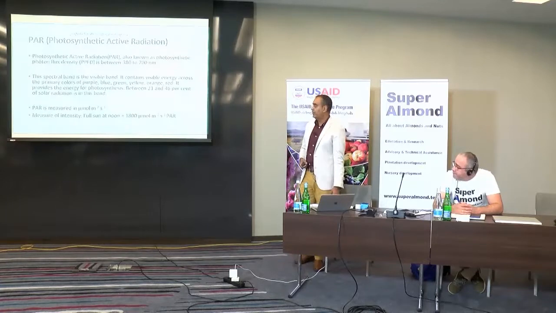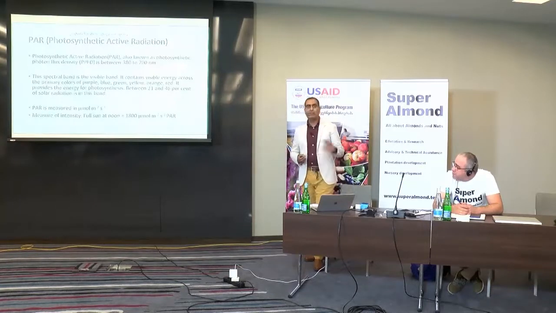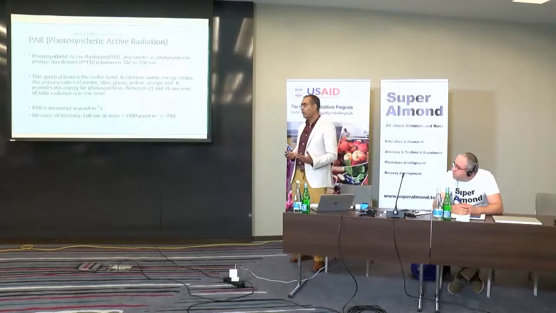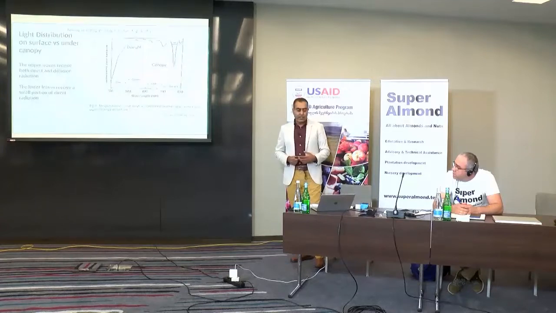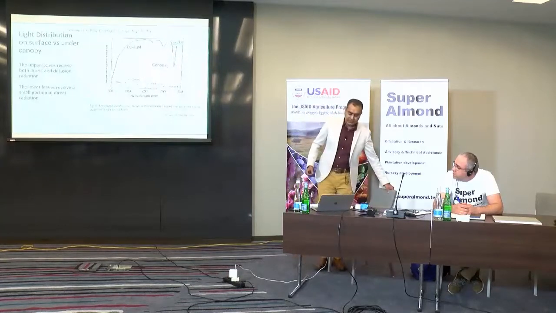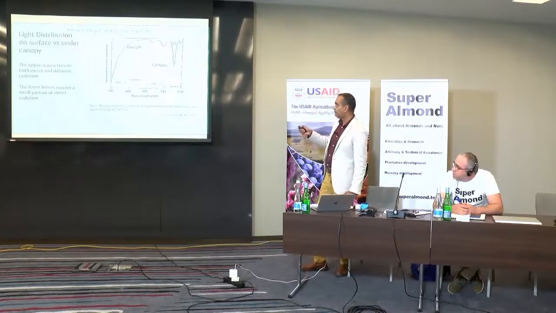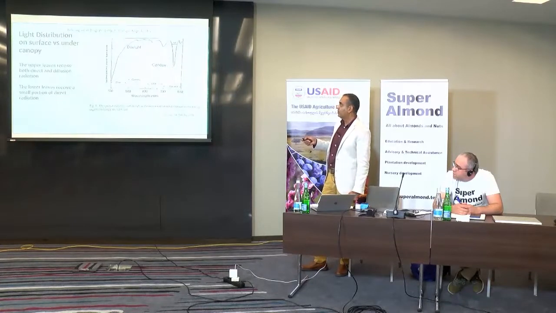Just as a reference point, the full intensity of full sun at noon without any clouds is about 1800 micromoles. So that is full sunlight. Just to show you how much difference a shaded area versus full daylight outside, versus under the canopy, makes: this is the blue part of the spectrum, between 400 and 500 nanometer wavelength. This is the green. This is the red, between 600 and 700.